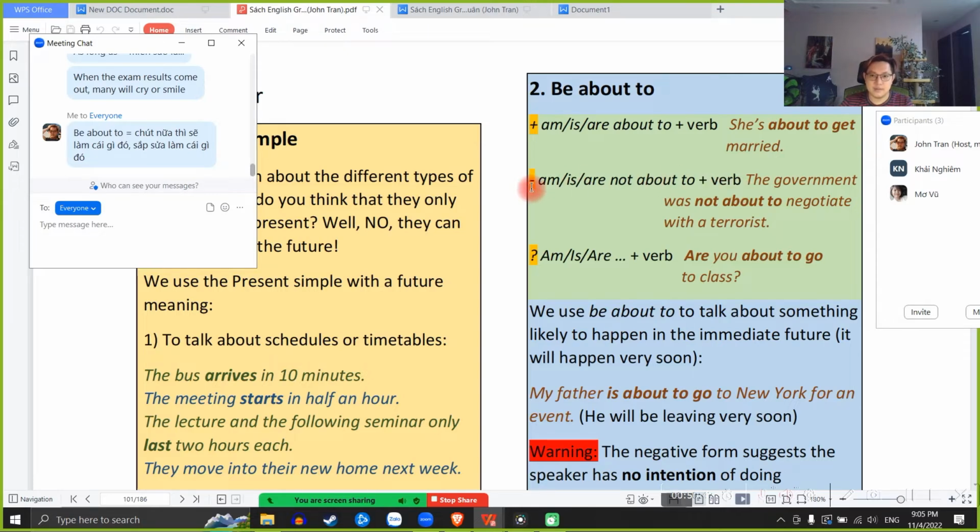But you can use, this one is in past simple, right? Cái này ở quá khứ. Okay. The government was not about to negotiate with the terrorists. Chính quyền lúc đó đã không có chuẩn bị, đã không có sắp sửa mà negotiate giống như là đàm phán với những tên khủng bố đó. I think this is a mistake. Chỗ này là một cái lỗi này, cái này phải là is nên các bạn. The government is not about to negotiate with the terrorists.